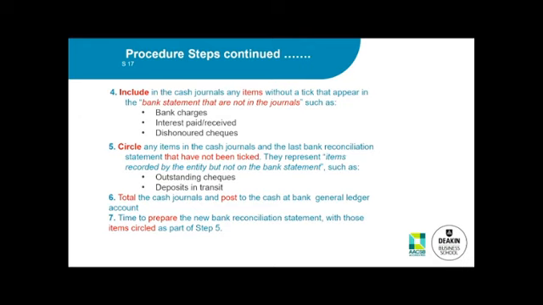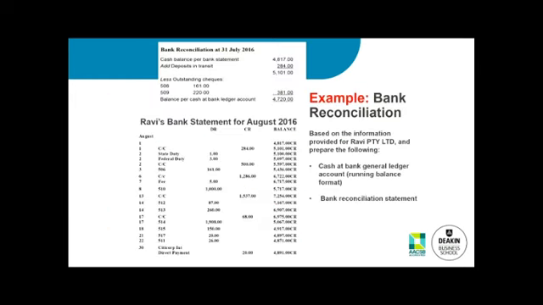So if you have something in your cash journal and the last bank reconciliation that has not been circled, that means it now must be part of the new bank reconciliation. So if you circle those items, they're now part of the new bank reconciliation. Okay.